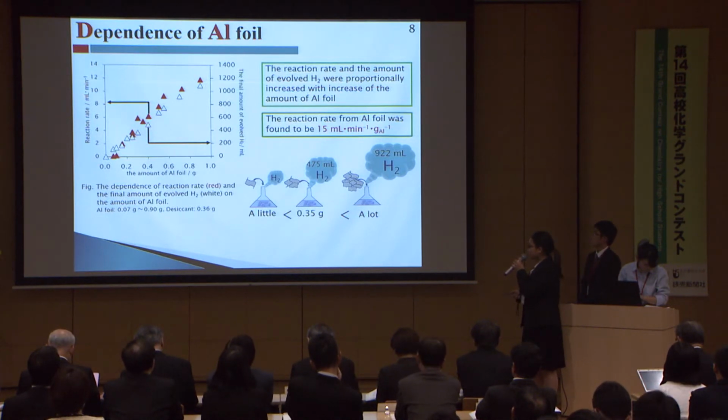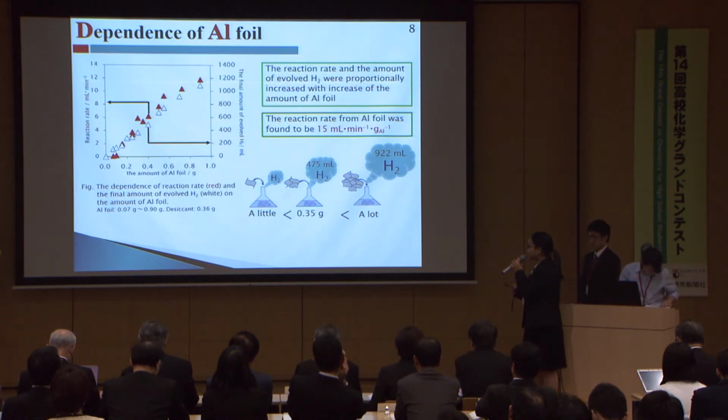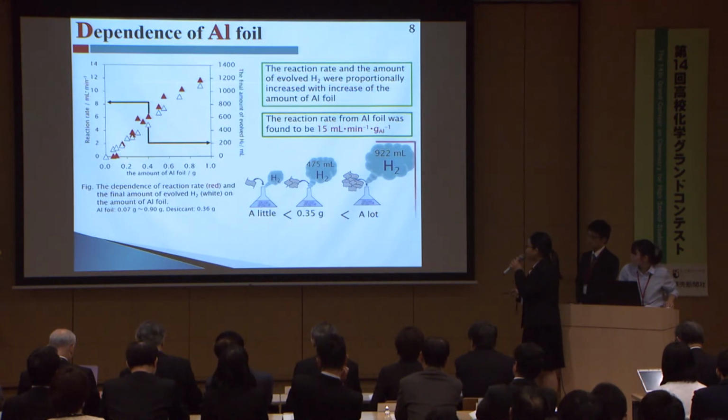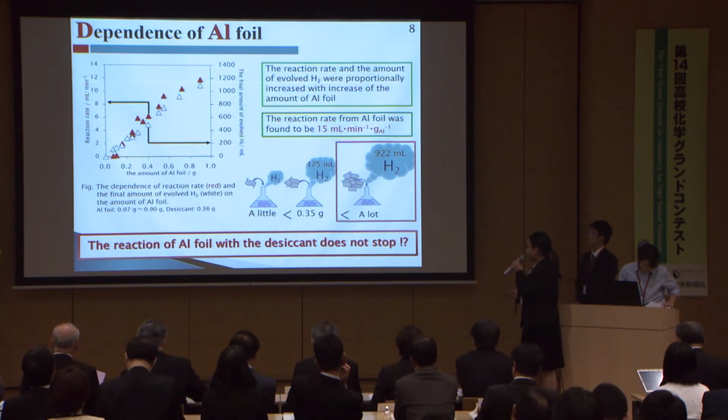Furthermore, in the series we explained before, aluminum reacts with 0.36 grams of CaO. Hydrogen should be evolved at 475 milliliters at a maximum due to stoichiometry. However, surprisingly, we obtained hydrogen of 922 milliliters. We considered that the reaction of aluminum foil with descant does not stop.